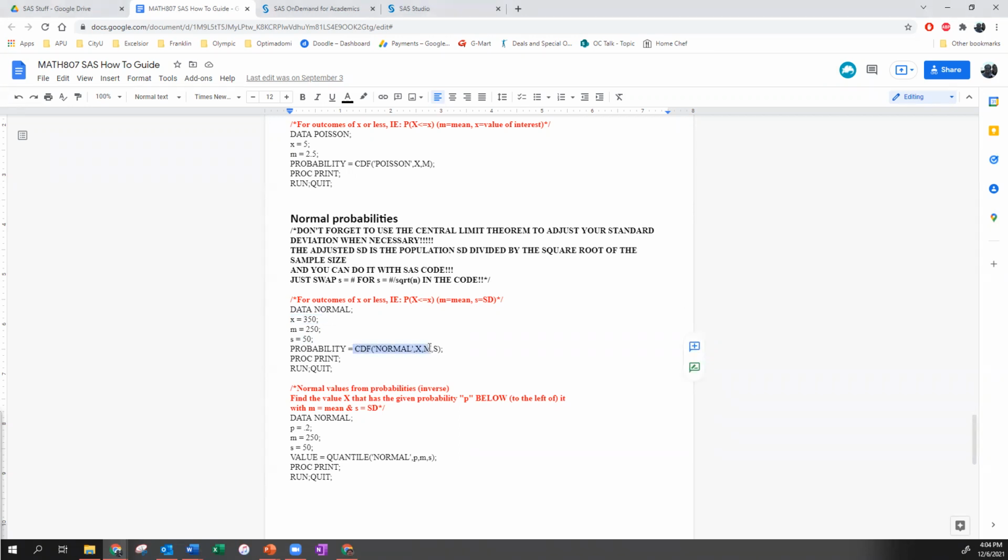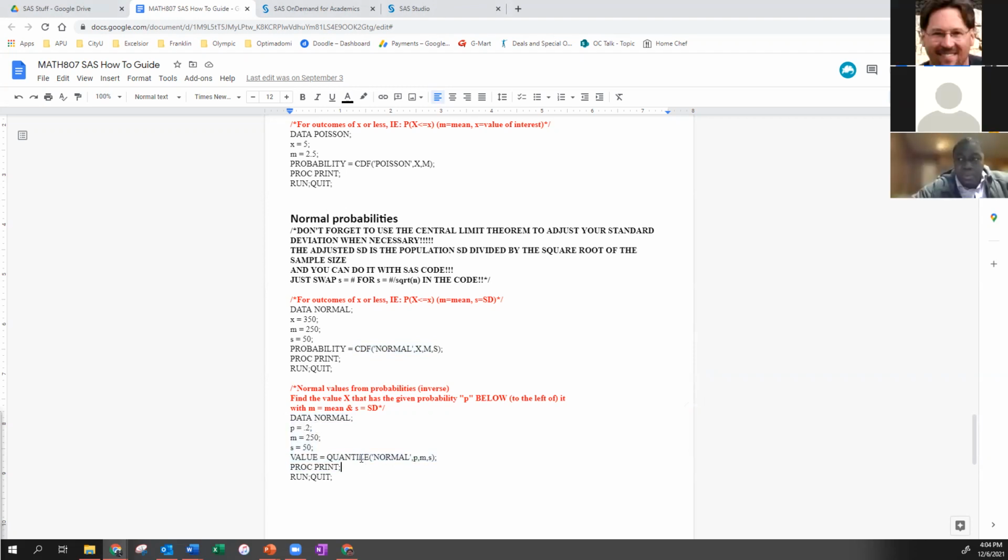So if you need above, if you need greater than, then you're just going to have to do 1 minus those, that kind of thing. And then the other function you need to use is the quantile function, which allows you to work backwards. With the normal CDF, you give it the mean, the standard deviation, and an X value, and it tells you the probability, i.e. the area under the curve to the left of that number.